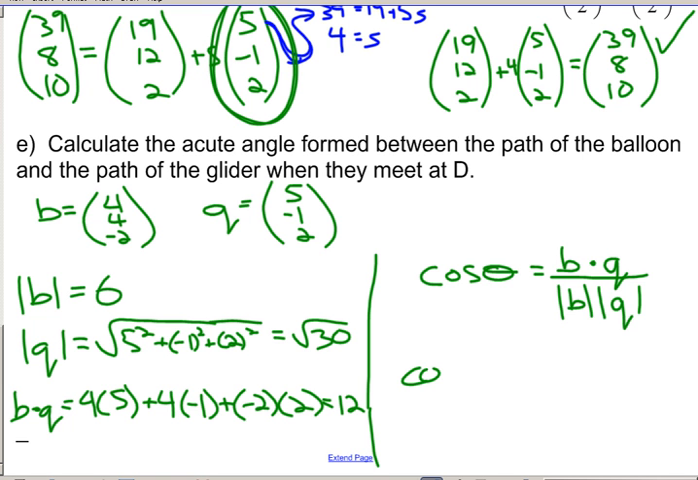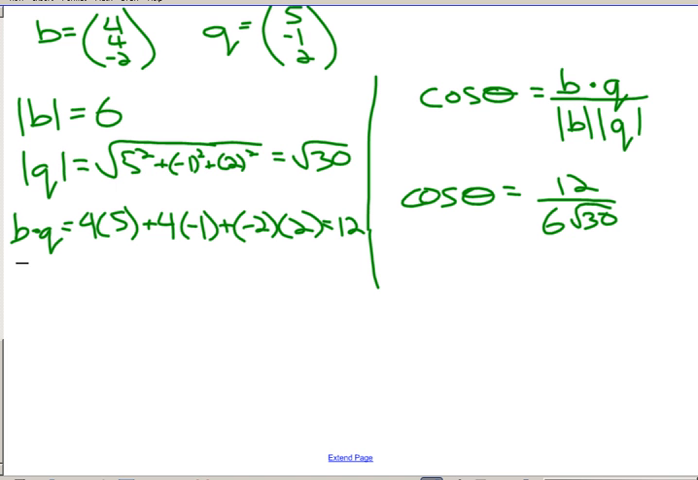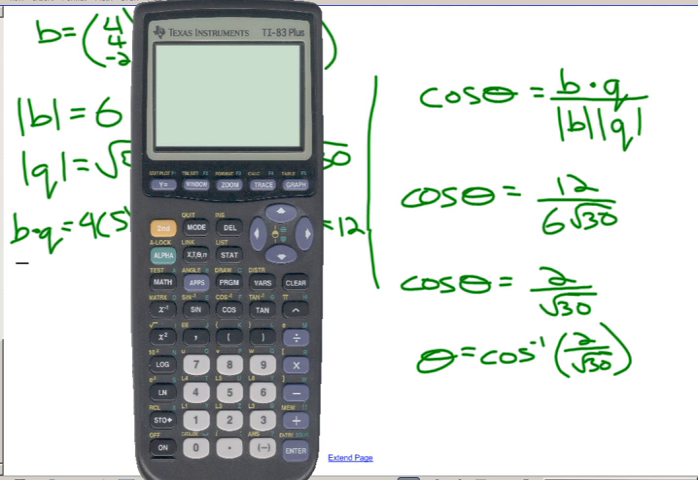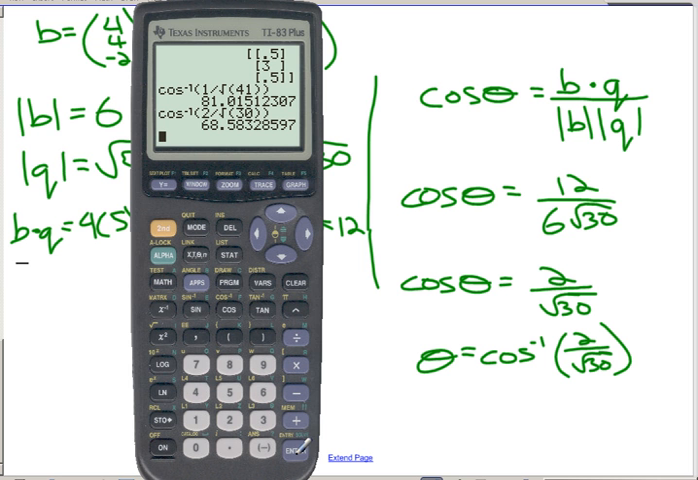Sub it in. We have cos theta is going to be B dot Q, that was 12, all over magnitude of B times magnitude of Q, or 6 root 30. So cos theta, if we wanted to simplify a little bit, is 2 over root 30. The angle itself is going to be the inverse cos, or arccos, of 2 over root 30. It doesn't specify here whether we're talking about degrees or radians, so they should accept the answer either way. 2 divided by root 30. My calculator's still in degree mode. It gives me 68.6 degrees, which is an acute angle.